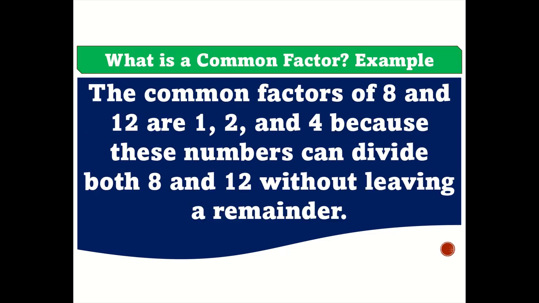Example: the common factors of 8 and 12 are 1, 2, and 4 because these numbers can divide both 8 and 12 without leaving a remainder.